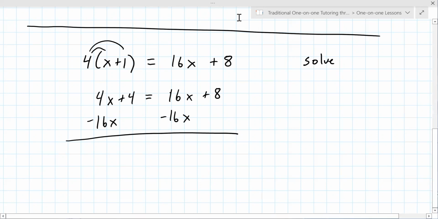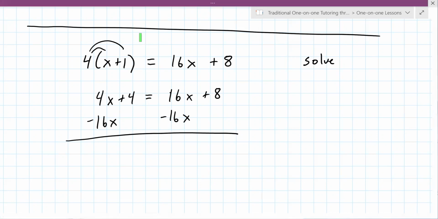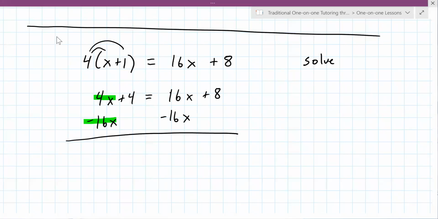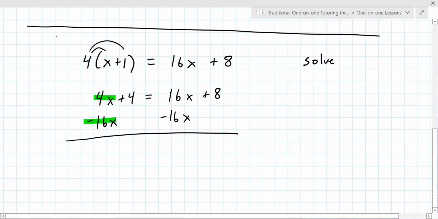So you have to figure out now, what is 4x minus 16x? All right, let me just write this down. 4x minus 16x is going to be, I know what it is, a negative 12. Negative 12x plus 4 equals 8.